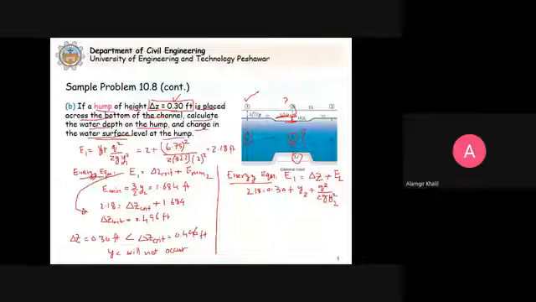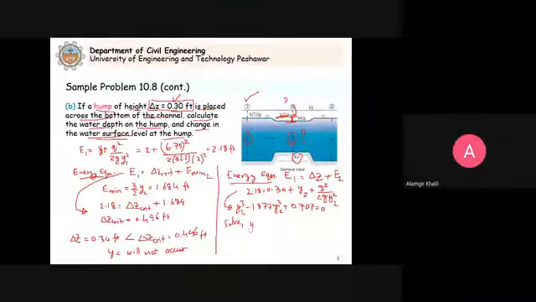Now you see that the only unknown in this equation is Y2. Small q is known, g is known, and everything is known except Y2. So you have to solve this equation. You will get Y2 cube minus 1.877 Y2 square plus 0.707 equal to 0. So it is a polynomial, and solving this equation, we will get 3 roots.